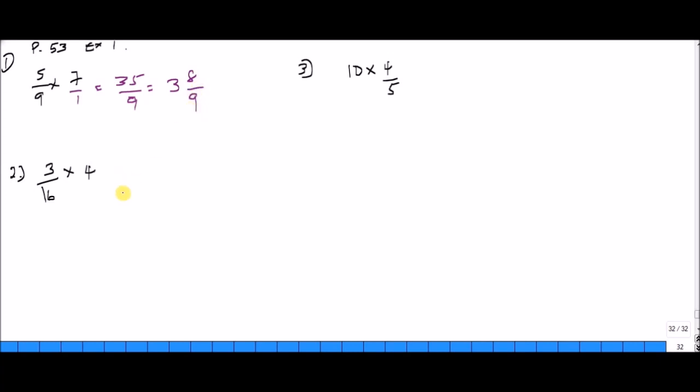Okay, let's look at number 2. We have 3/16 times 4. Give the 4 a denominator of 1. 4 could go into 4 1 time, and 4 could go into 16 4 times. Multiply across, 3 ones 3 over 4. Answer being 3/4. And finally, giving 10 a denominator of 1. 5 into 5 1 time, 5 into 10 2 times. 2 times 4 is 8 over 1. Our answer is 8.